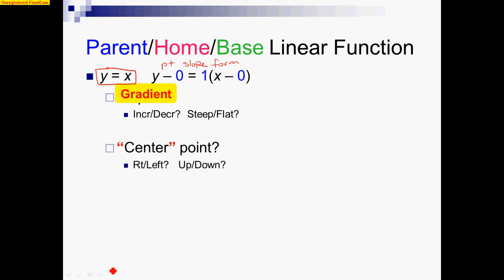So, I'm going to define for our normal function, the gradient, the slope, is the multiplier on x, which is 1. Because of my Algebra 1 knowledge, I know that since 1 is positive, my line is going to increase. Not decrease. I also know that because slope is 1 and we call that normal, my line is neither steep nor flat. I'm going to say normal.